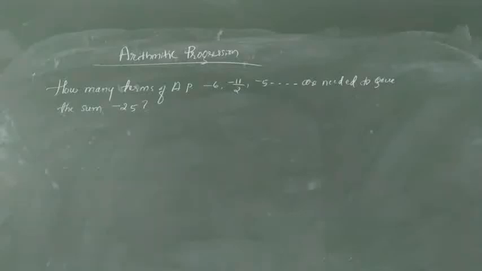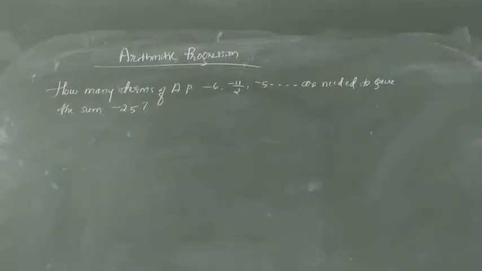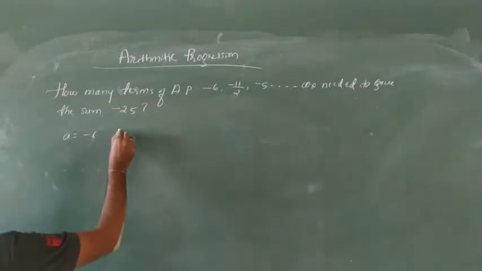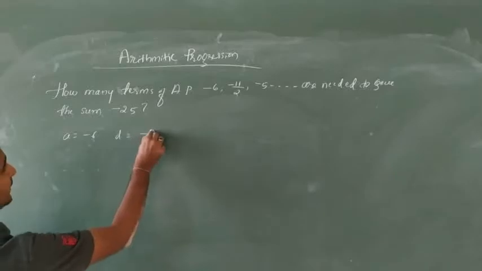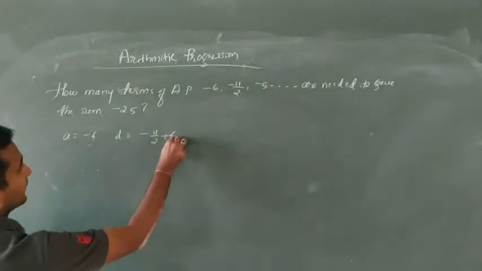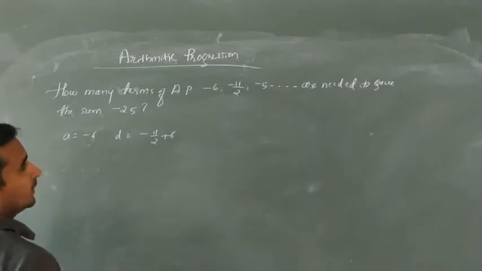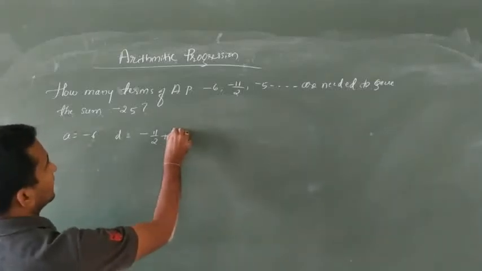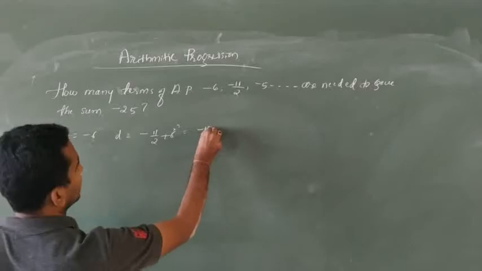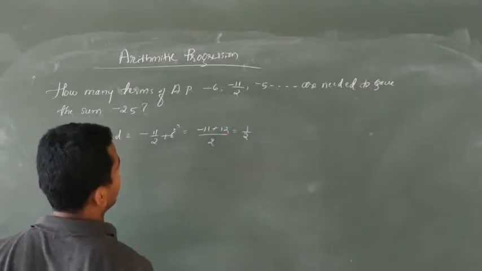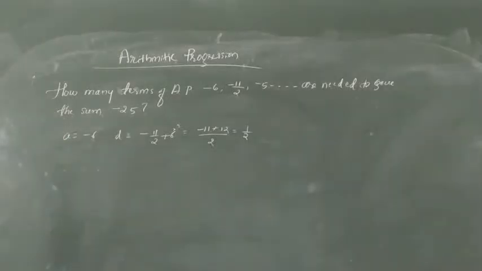So here the first element is how much? That is minus 6, and d is minus 11 by 2 plus 6. Minus into minus plus, the second element is going to be subtracted. The LCM is 2, that is minus 11 plus 12 divided by 2, that is 1 divided by 2. So the common difference is 1 divided by 2.